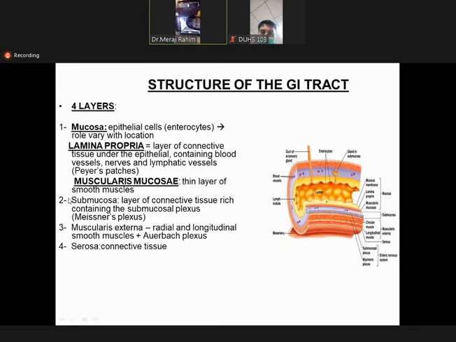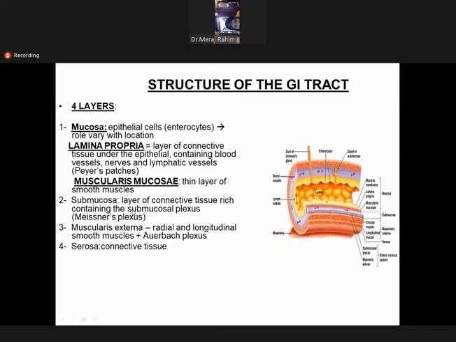Then we have got the submucosa, and this submucosa contains a network of plexus called the Meissner's plexus, which is more towards the glandular area of the mucous membrane, because it controls the secretions. So that is why this Meissner's plexus is present in the submucosa. So it is more near the mucosa, because the mucosa contains different types of cells in different areas, and it has to be controlled. So the nervous plexus, which supports the mucosa glands, is the Meissner's plexus.